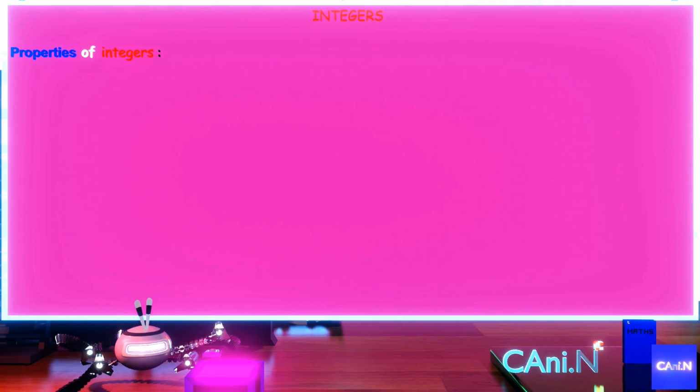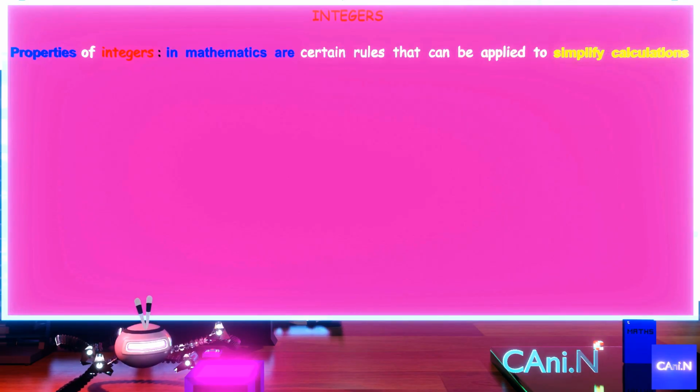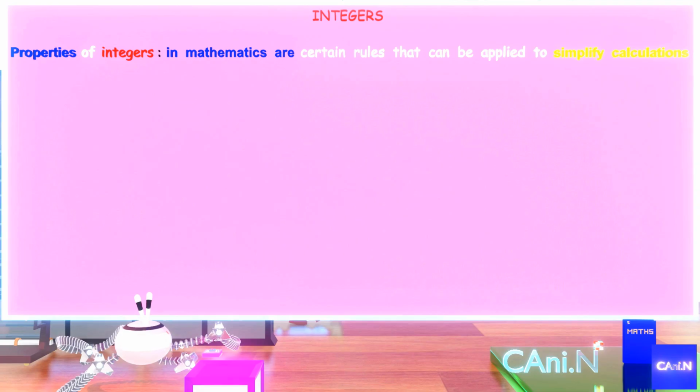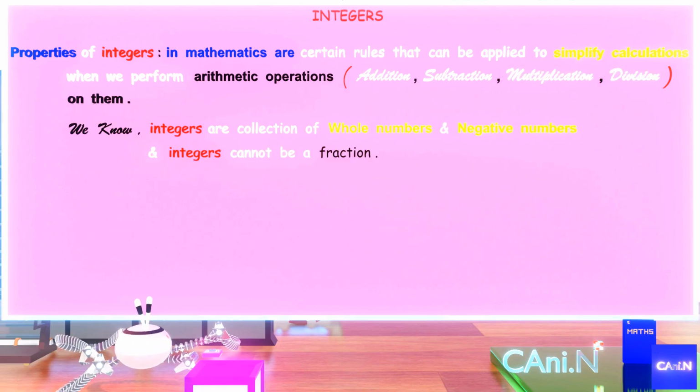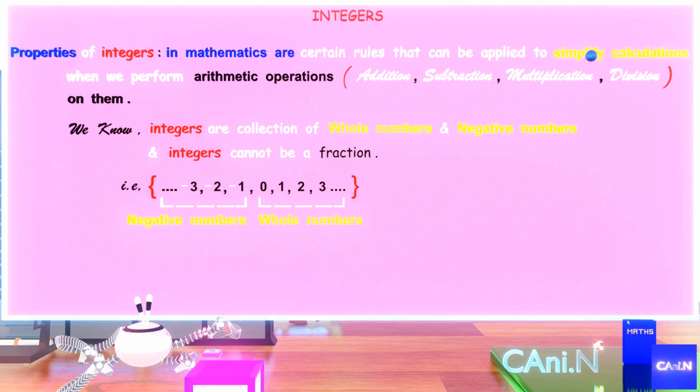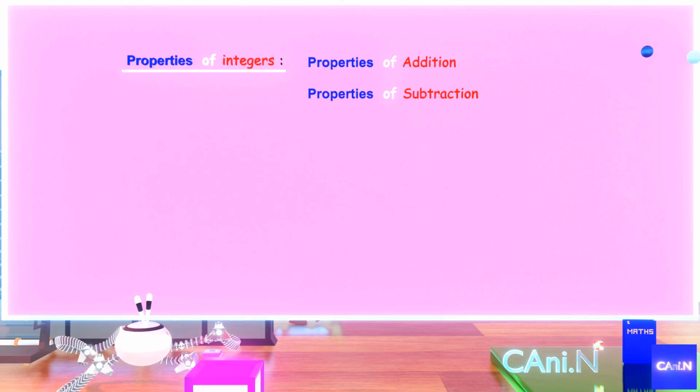Properties of integers. Properties of integers in mathematics are certain rules that can be applied to simplify calculations when we perform arithmetic operations, like addition, subtraction, multiplication, division, on them. We know, integers are collection of whole numbers and negative numbers, and integers cannot be a fraction. Under properties of integers, we have properties of addition, properties of subtraction, properties of multiplication, and properties of division.